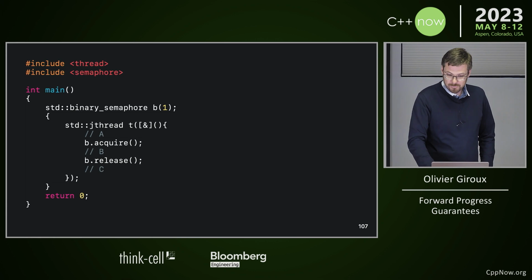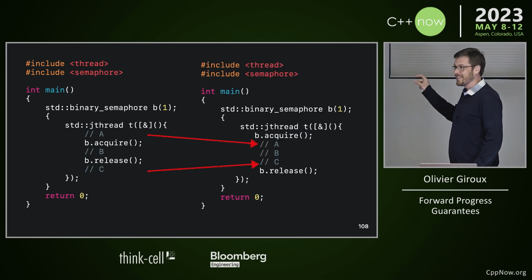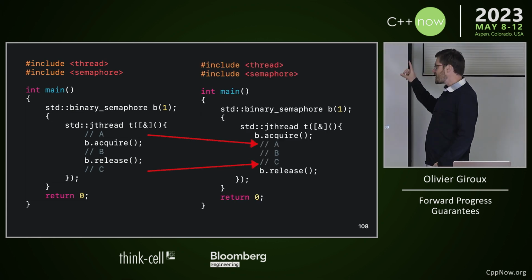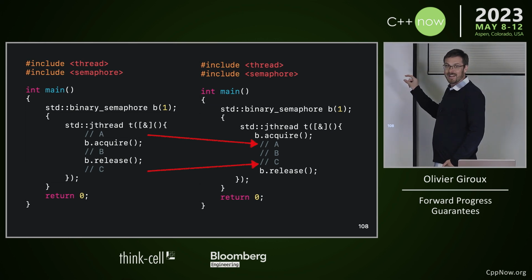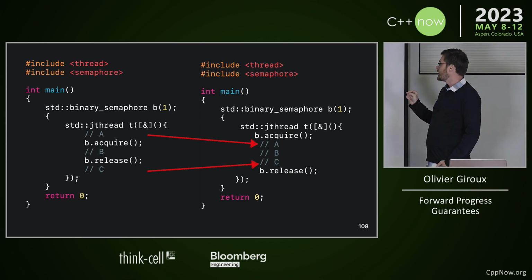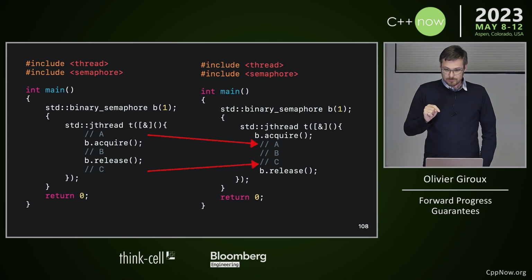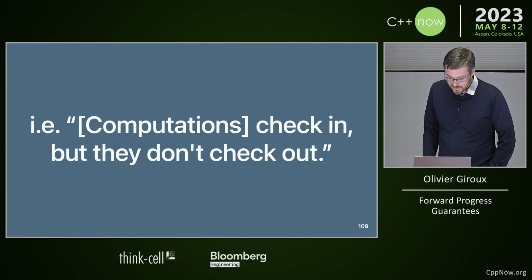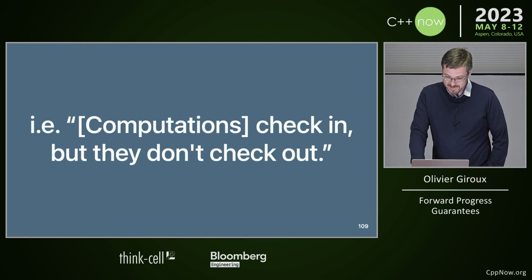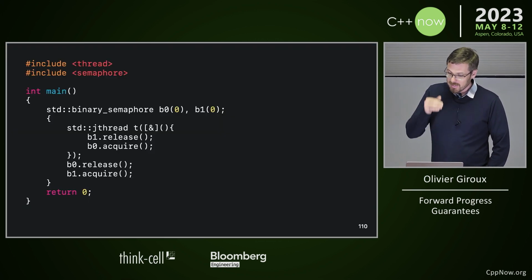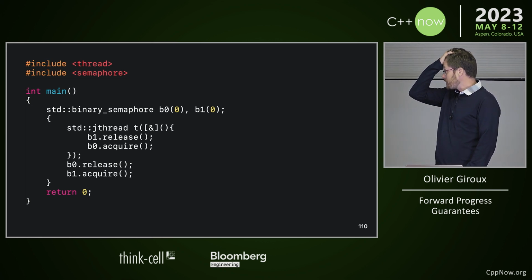Okay, however, you can check in. You can't check out, but you can check in. A and C can move into the critical section. Okay, now, for computations, they check in, but they don't check out. That's the Roach motel.